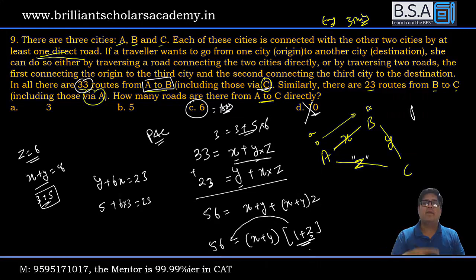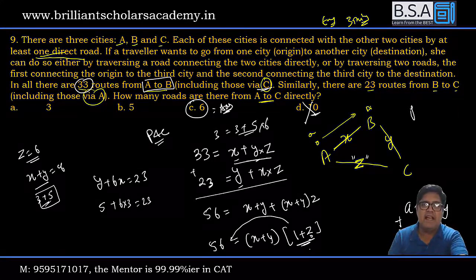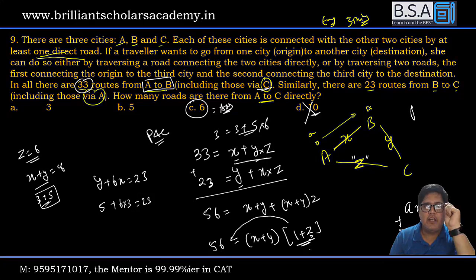Otherwise, you will keep on struggling with equations. Don't do that. We have talked about this. Whenever you see coefficients interchange, think of adding and subtracting, or adding or subtracting. In this case, I added both. I got an equation for x, y, and z.